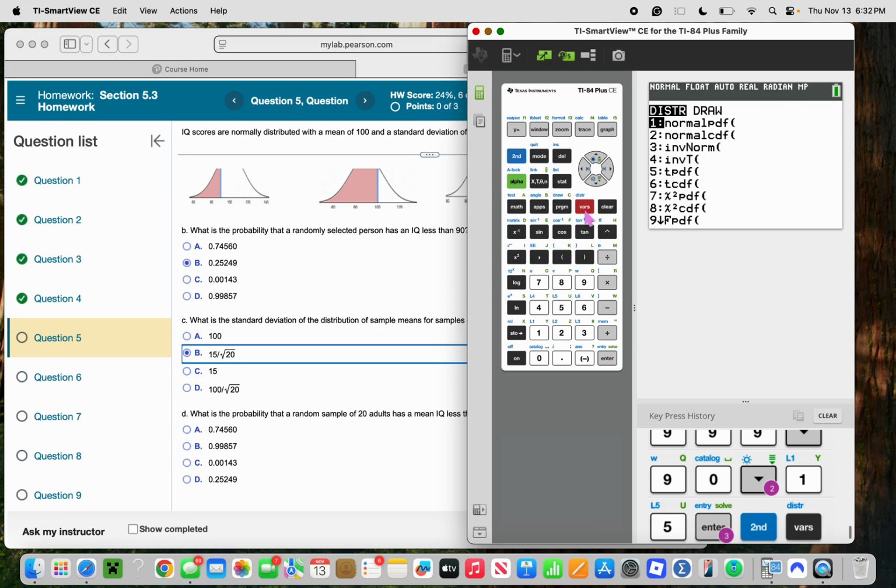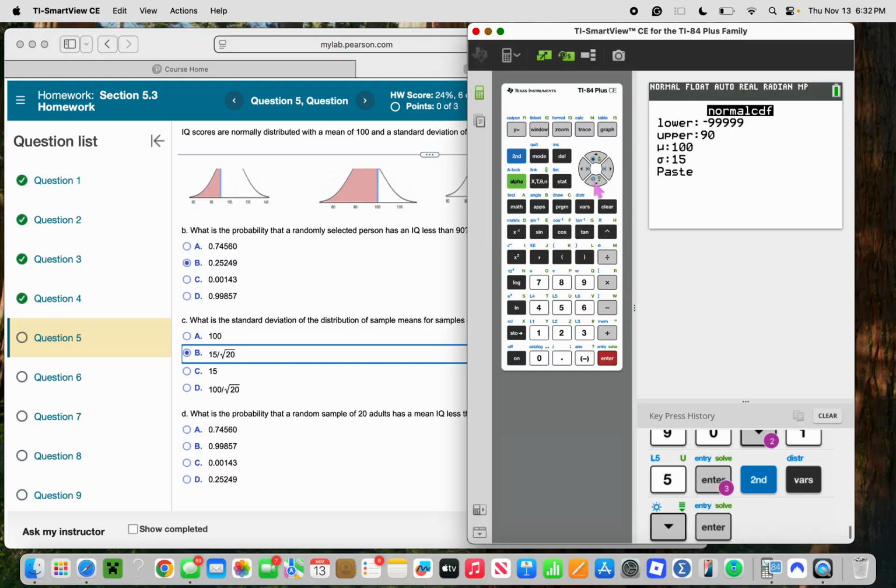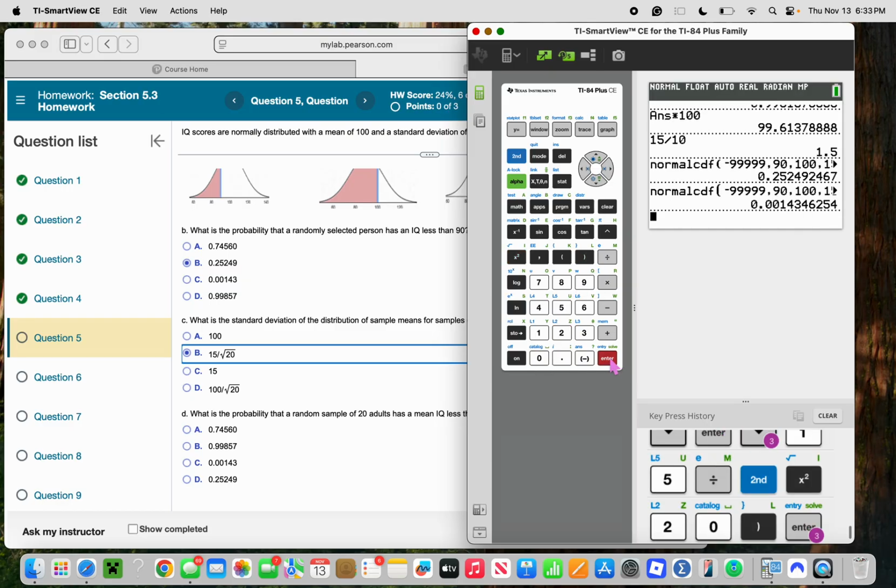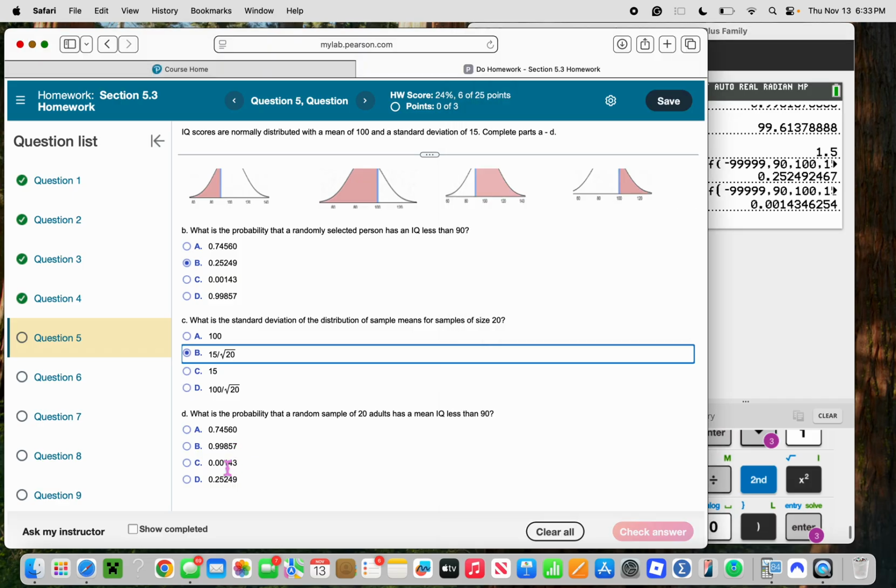So then it says, what's the probability that a random sample of 20 adults has a mean IQ score of less than 90? So then we have to adjust this probability for a sample of size 20. So instead of the population standard deviation, we're shrinking the spread of that data. So we divide by the square root of 20. And we get 0.1%, so 0.00143.